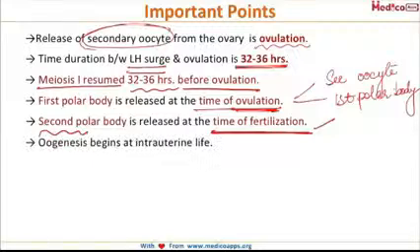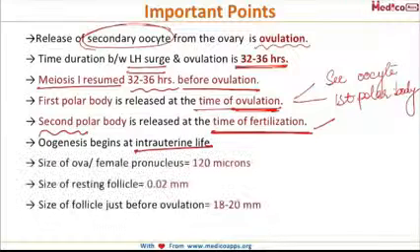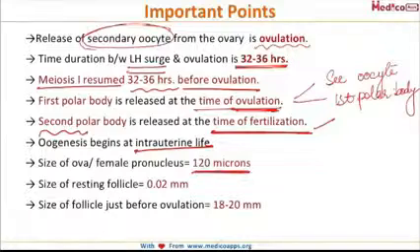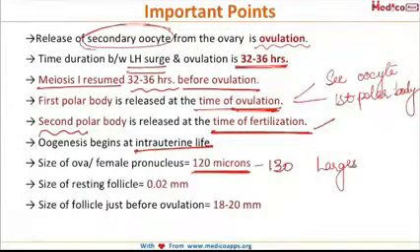Now, as we have already told, when does oogenesis begin? It begins in the intrauterine life, and this is in contrast to spermatogenesis, which begins only at the time of puberty. Now we'll talk about a few measurements. Number 1, the size of the ova or the female pronucleus: it is 120 to 130 microns. Mind you, this is the largest cell in our body. The largest cell in our body is the female pronucleus.